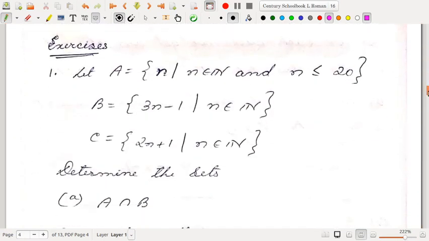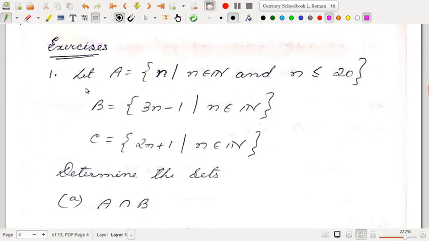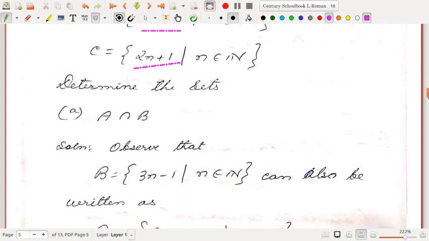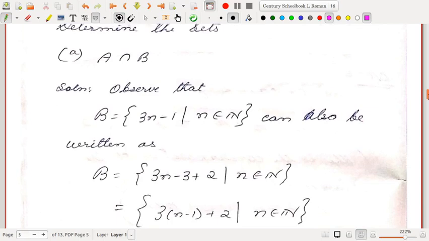So now let us try some exercises using sets. So let A equal to set of all those natural numbers which are less than or equal to 20. B equal to set of all those numbers which are of the form 3n minus 1, such that n belongs to natural numbers. C is the set of all those numbers which are of the form 2n plus 1, such that n belongs to natural numbers. So determine the sets A intersection B. So first one I have done it for you.